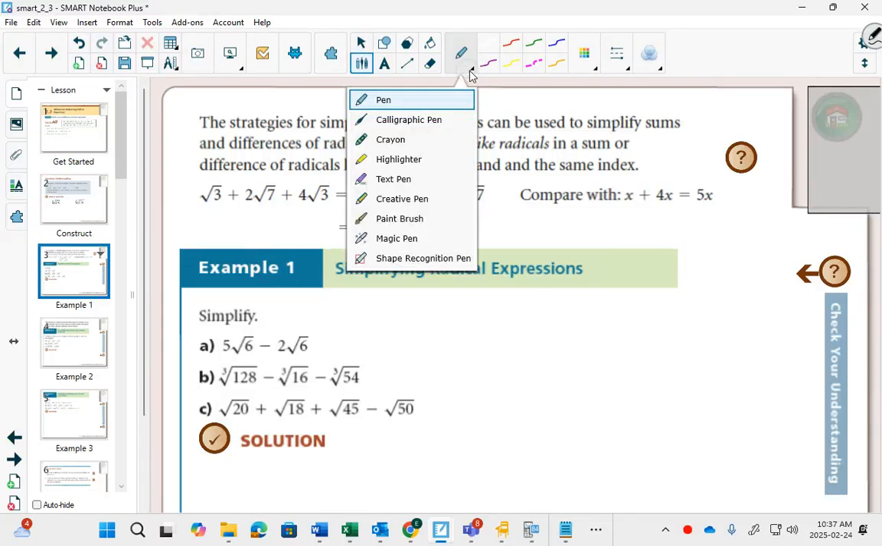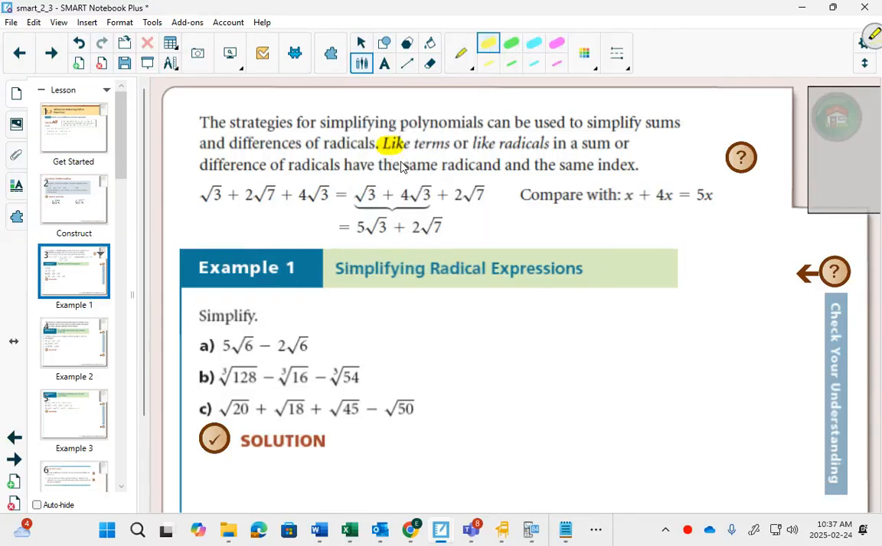Take out your highlighters. You can highlight this idea of like radicals. They have to have exactly the same index and same radicand. So I can highlight that too. Inside has to be the same. And you can't add a square root with a cube root. They have to be identical.